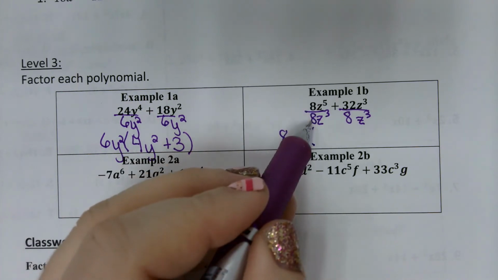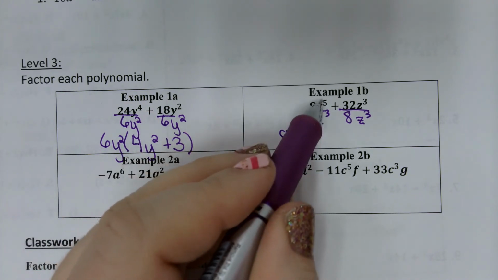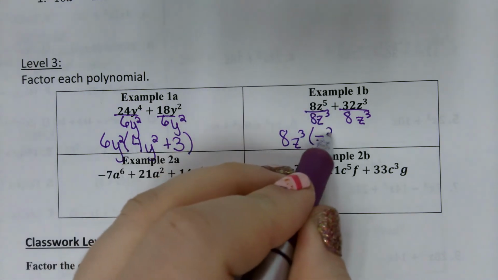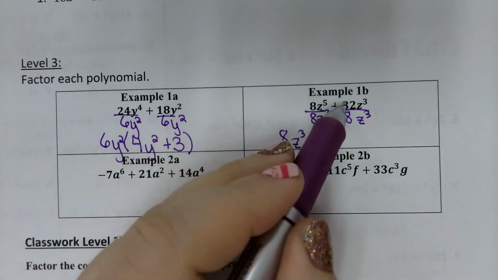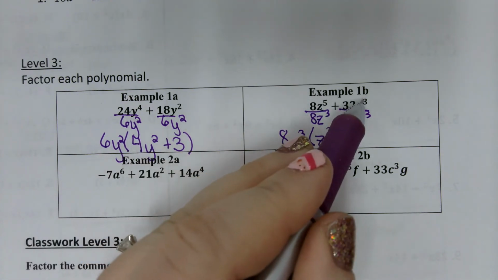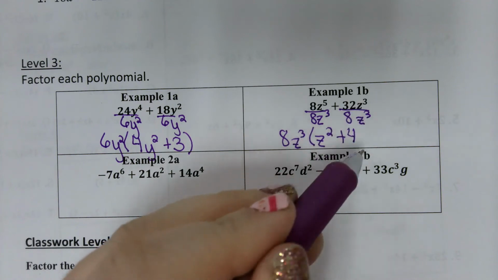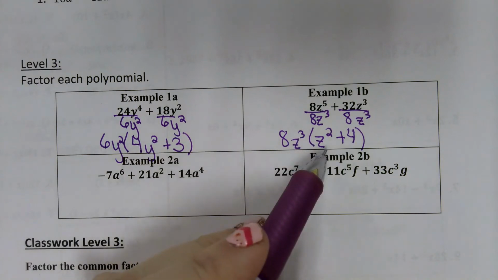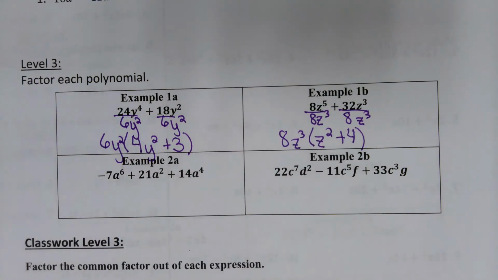8 divided by 8 is 1. 5 z's, take away 3, gives me z squared. 32 divided by 8 is 4. I had 3 z's, I took out 3 z's, so no more z's remain. Again, you can always double check by multiplying your outside by the inside.